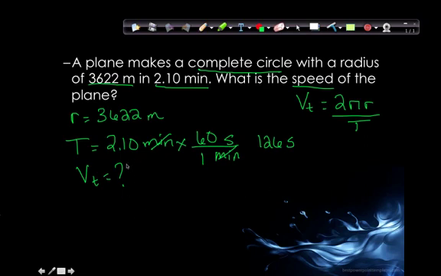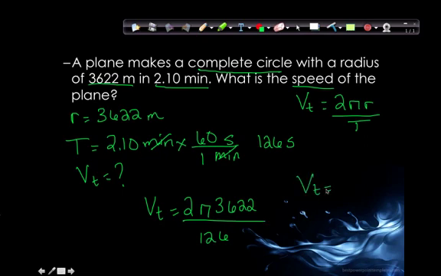All right, so now we can plug it into the problem. So VT is unknown. 2 pi r. R is 3,622 divided by my T, which is 126 seconds.